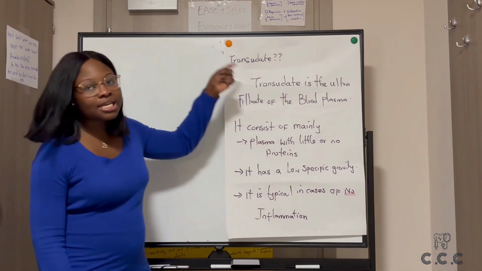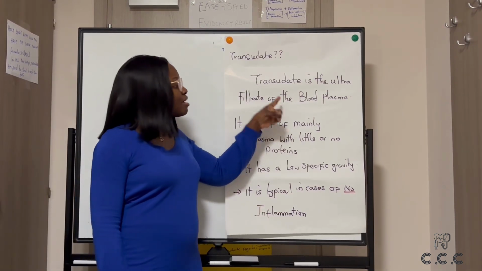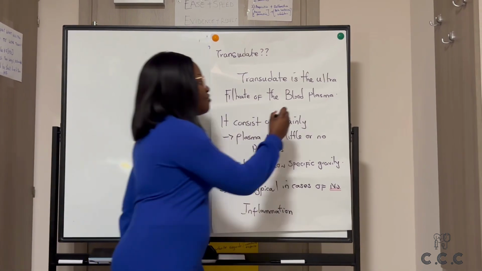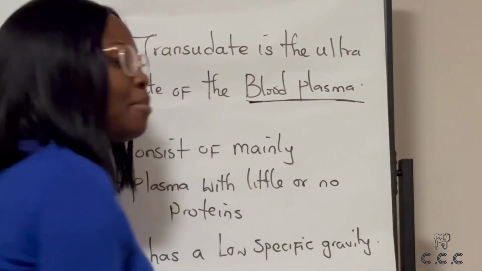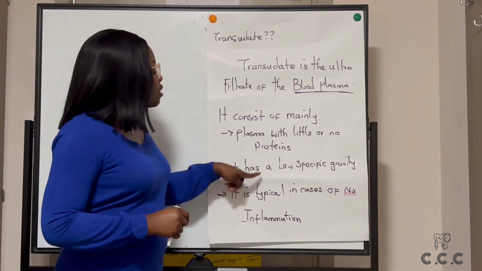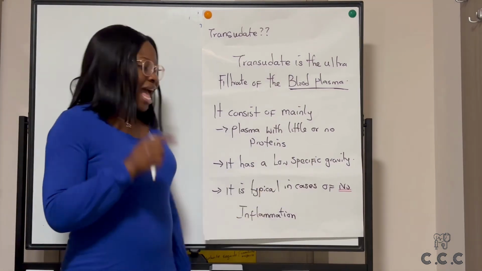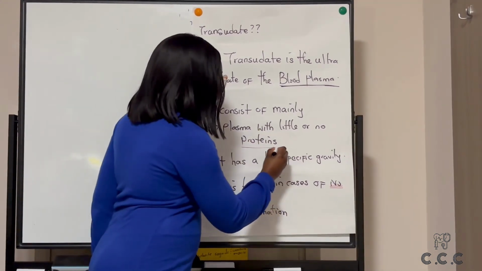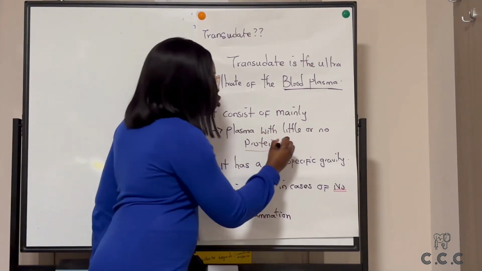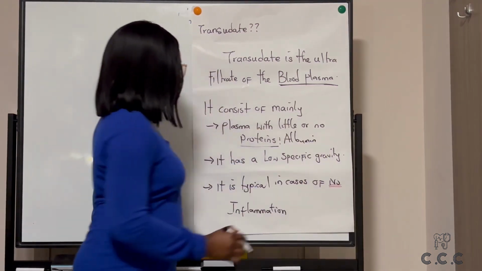Okay, so what is transudate? Now, transudate is simply the ultrafiltrate of the blood plasma. You have to take note of this blood plasma because we are going to explain it much later. Transudate mostly consists of plasma with little or no proteins, and if you find any protein at all in this transudate, it will be albumin. So albumin would be the protein there.